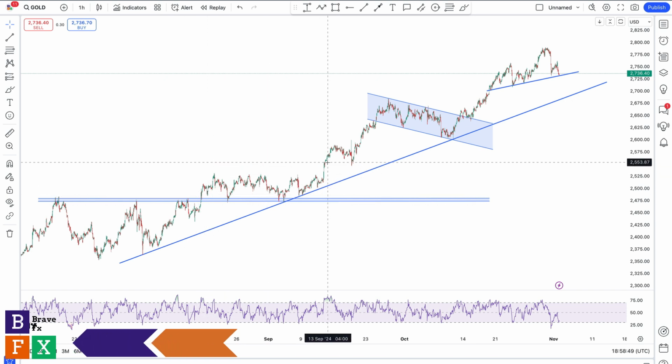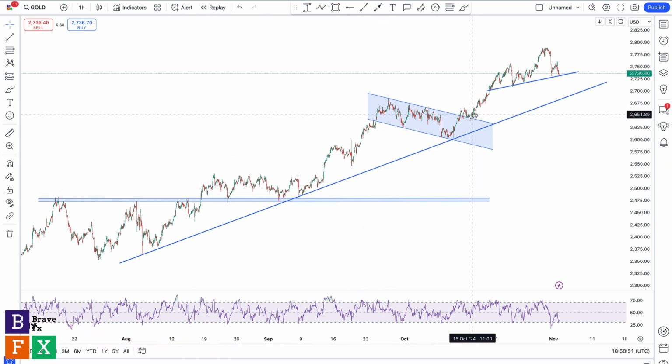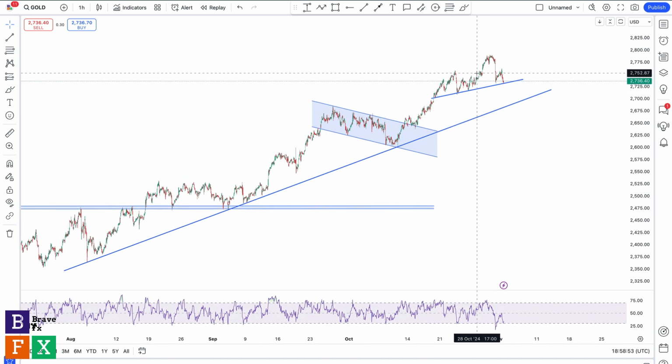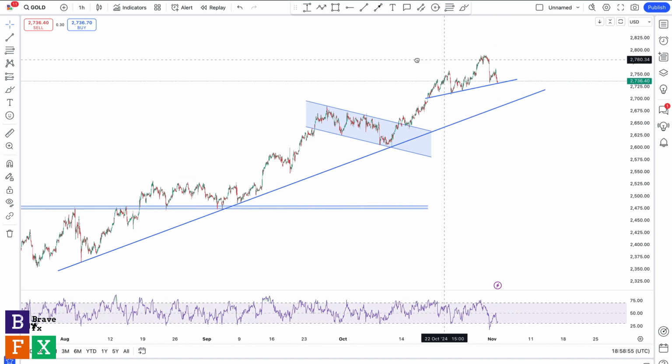We caught another one over here. We caught one over here. We caught one over here. And I also caught another one over here last week, right?